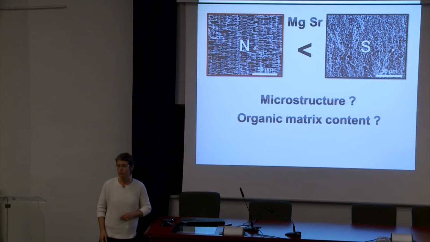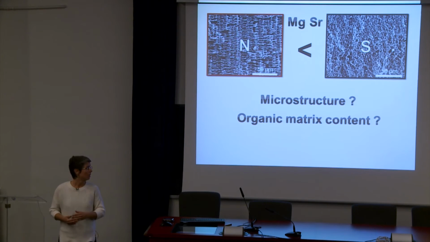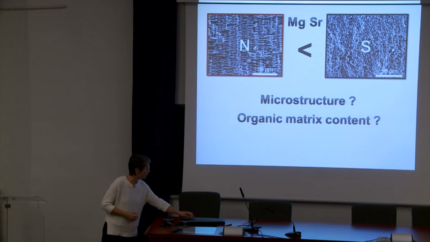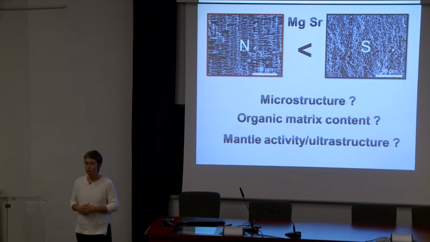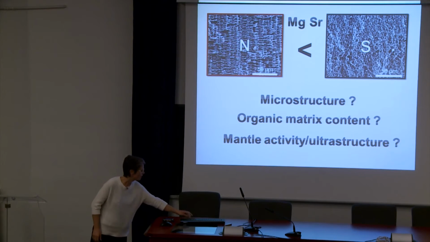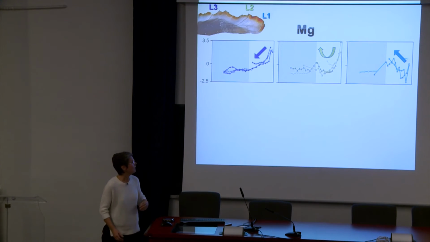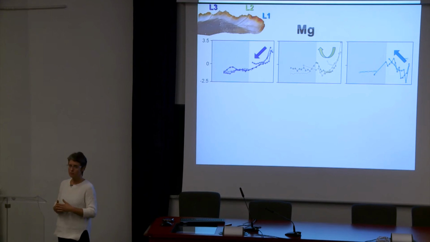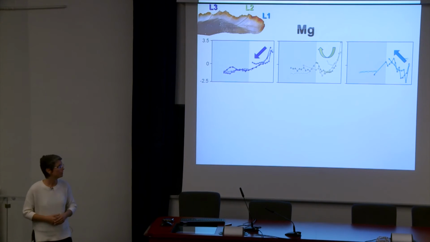Or is this difference related to differences in organic matrix content in both layers, this organic matrix being enriched in magnesium? Or at last, is this difference related to difference in mantle activity that would, for example, favor the passage of magnesium and strontium in the area that is responsible for the spherolytic layer deposition? In addition to this average difference, we observe a difference in the magnesium distribution along the spherolytic layer.